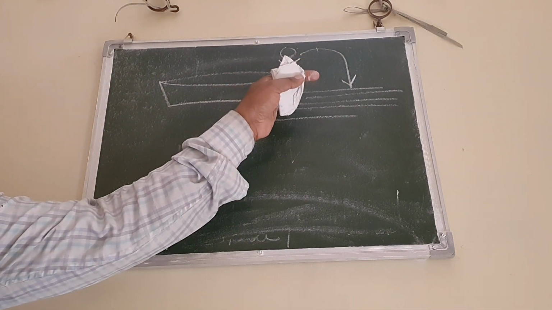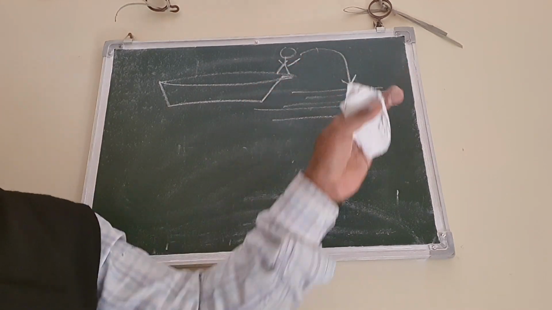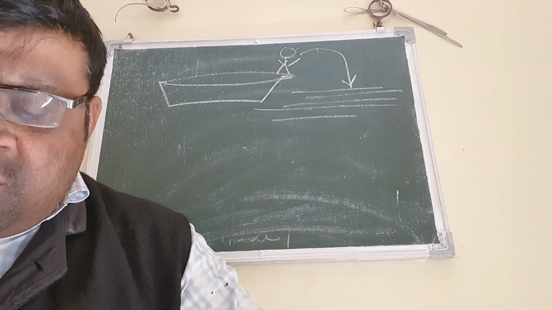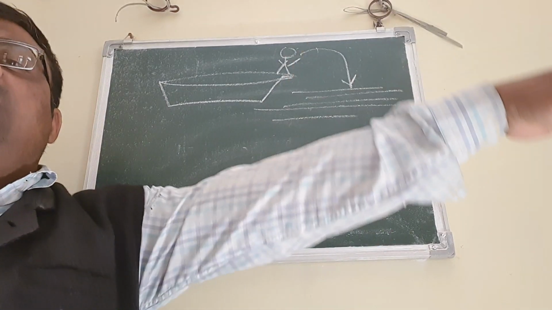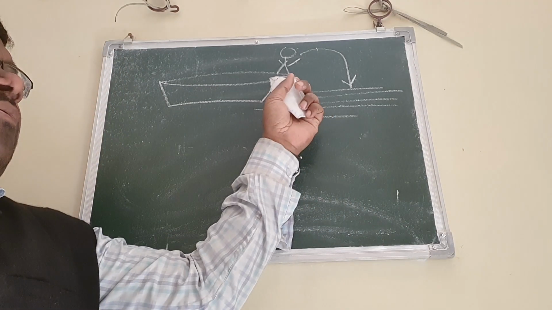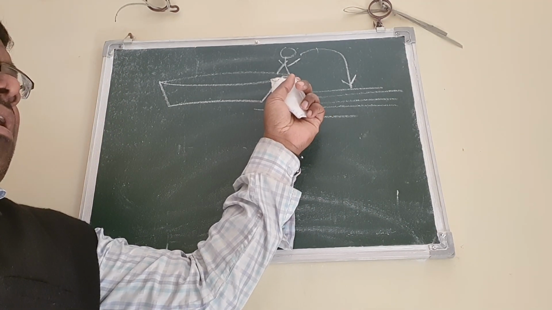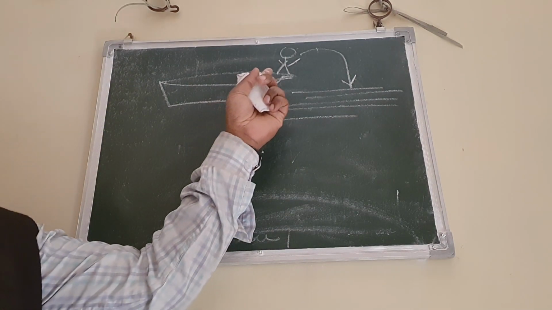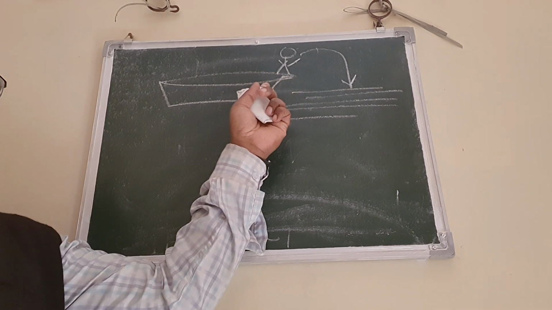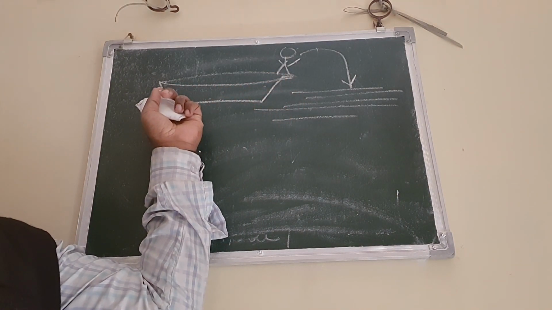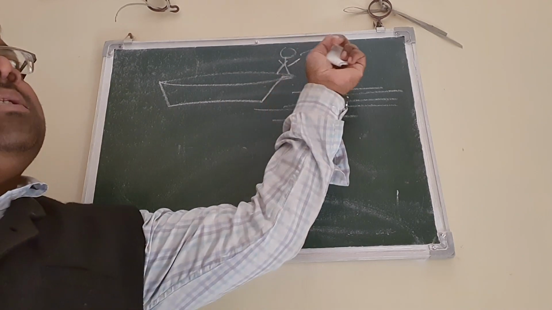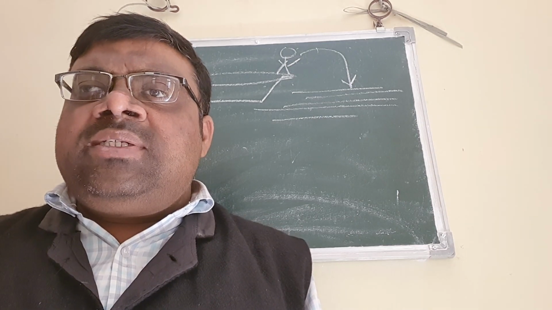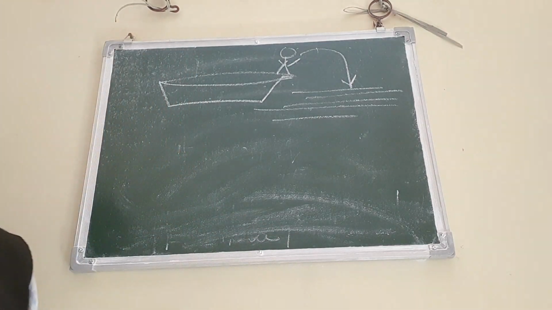When the person jumps in the river, he exerts a force from his feet, and then he jumps into the river. The force exerted by the feet is his action, because of which the boat moves in the backward direction, and he jumps in the forward direction, that is his reaction. So this is based on Newton's third law of motion, action and reaction.